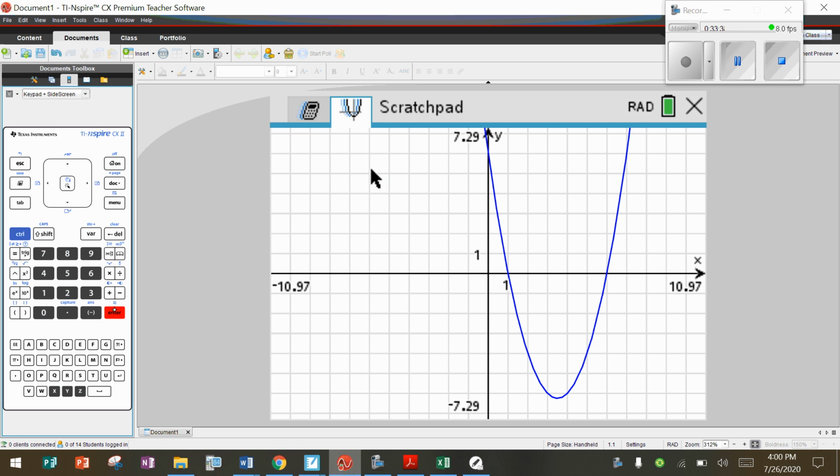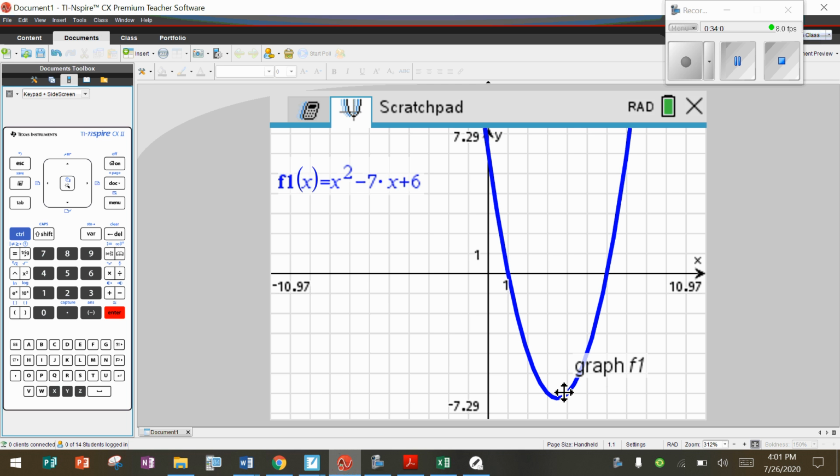Now, according to the work we did, we saw that our axis of symmetry was at x equals 3.5, which seems to be about right. 1, 2, 3.5. There we go. That's where our axis of symmetry would fall. And then the vertex was at 3.5, negative 6.25, which looks about right.